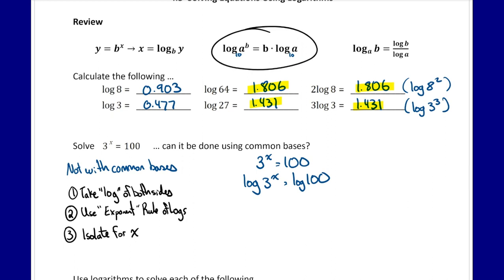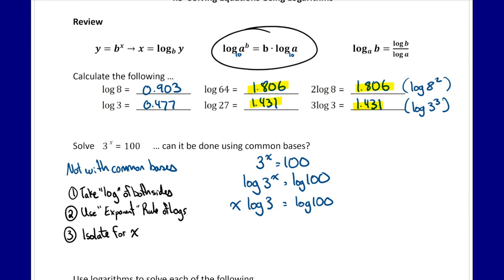Now I'm going to use my exponent rule. That tells me that this exponent of x is now going to come down in front, and it's going to be x times log 3. This is still going to equal log of 100. Nothing's changed over there. There's no rule that we have to use.